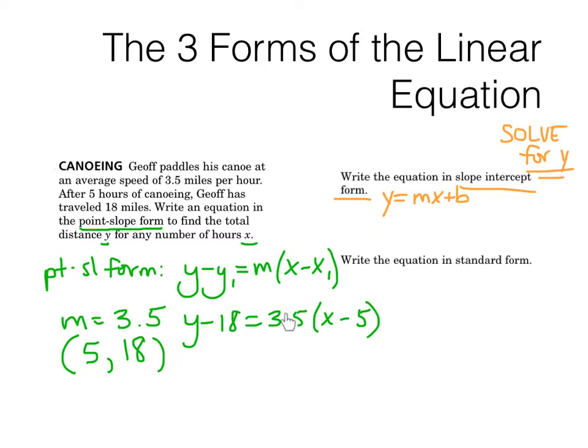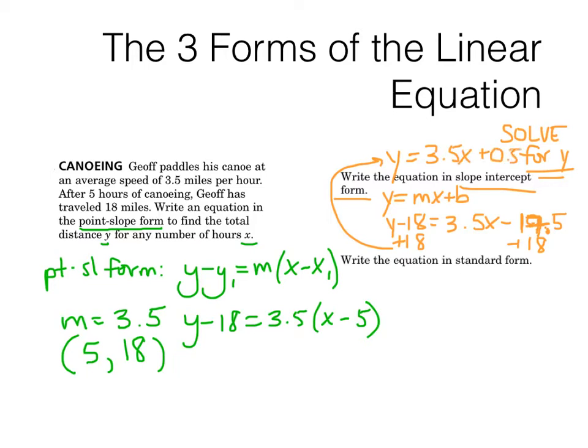Well, to solve this for y, we start by distributing. So now I have y minus 18 equals 3.5x minus 17.5. Hold on, let me check. Yep, it was 17.5. So we're going to add 18 to each side. I apologize for the mess there. And because I'm out of space here, I'm going to write it up here. y equals 3.5x plus 0.5. And there is your slope-intercept form of the equation.